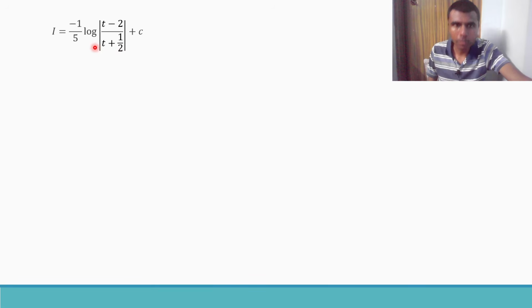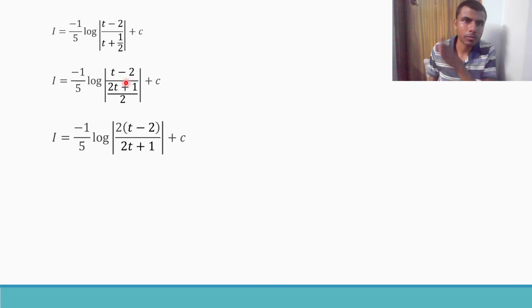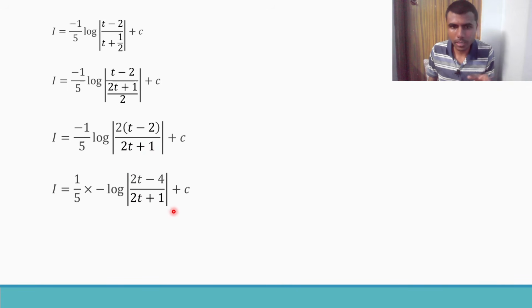Now, take LCM in the denominator. So, 2 will go here. 2 multiplied cross. So, 2 into t plus 1. So, fine. This 2 will go to the numerator. So, what I'd get is 2 into t minus 2 by 2t plus 1. Log lo ne undanta. Fine. Everything is in log now. So, log mod 2t minus 4 by 2t plus 1. Minus is there. Now, this minus 1 by 5, I am writing it as 1 by 5 into minus log mod 2t minus 4 by 2t plus 1.